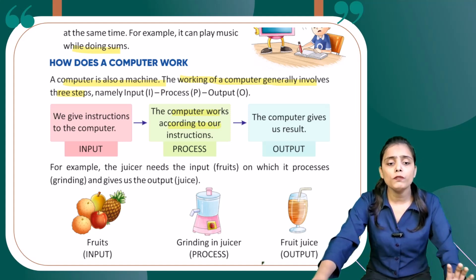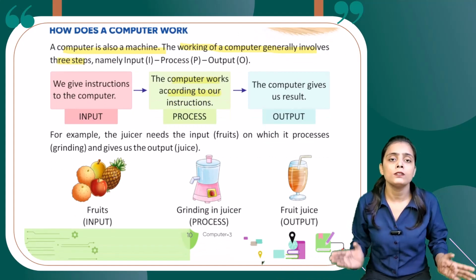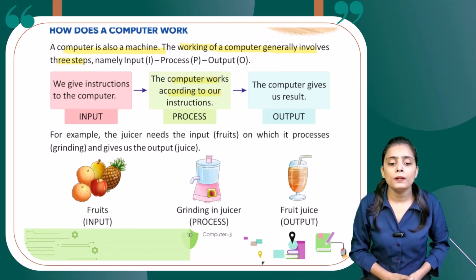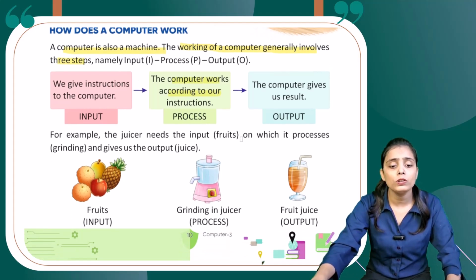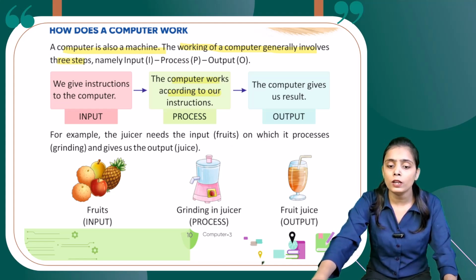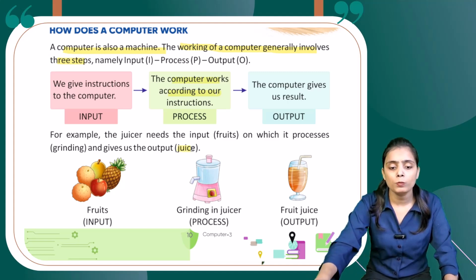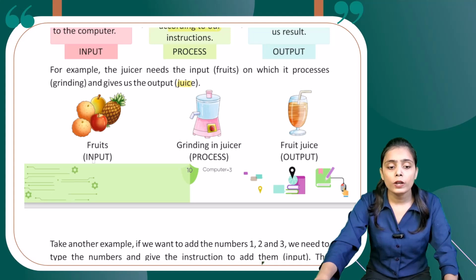So these are the 3 phases. How does a computer work? For example, if you want to understand this concept with a daily life example, then you can see here. For example, the juicer needs the input, that is fruits, right? If you want to make juice, you have to put the fruits in the juicer. That is called an input, on which it processes, that is called grinding. The fruit gets ground and it gives us the output, that is called juice. Okay, so here you can see that is input, then you will process it and you will get the output.